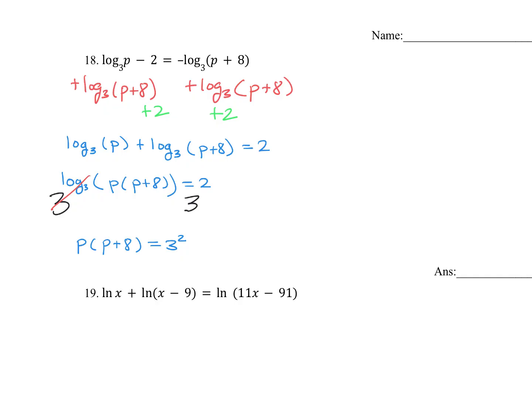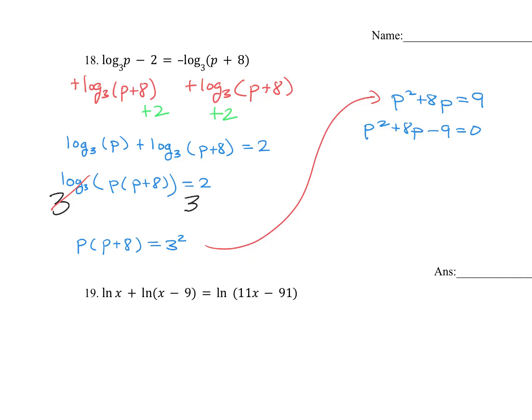So now to solve this, I want to think of it as something that I've seen before. And this equation, when I distribute, is going to be p squared plus 8 times p is equal to 9 on the right side. This equation is quadratic, and I've got a lot of options for solving it. I could try factoring it. If I move the 9 over, I can use completing the square. I can use the quadratic formula. I'm going to bring the 9 over. So I have p squared plus 8p minus 9 equals 0.